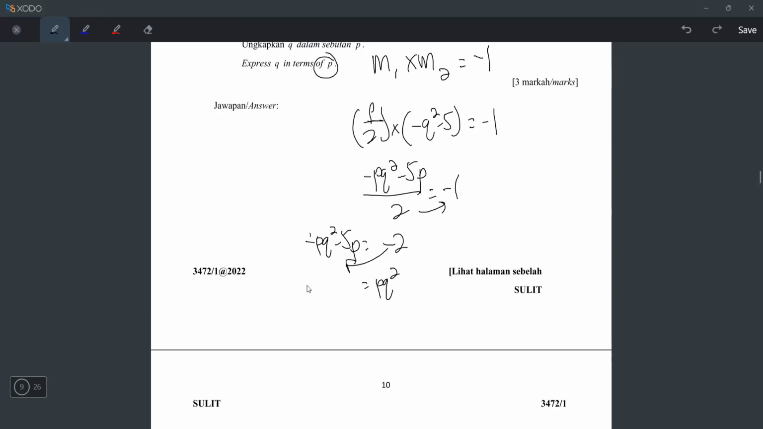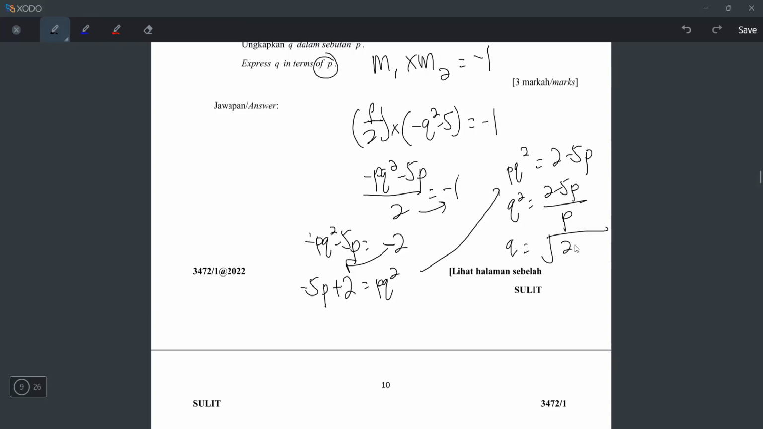And then the -2, I'll move it there so that it becomes negative 5p plus 2. Okay. And then I will continue here. PQ square equals to 2 minus 5p. Okay. And then Q square equals to 2 minus 5p divide p. And then Q equals to square root 2 minus 5p over p.